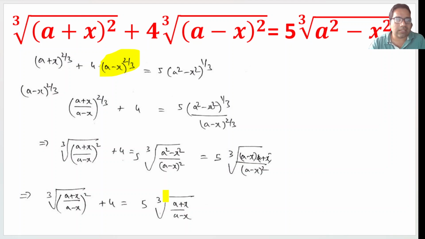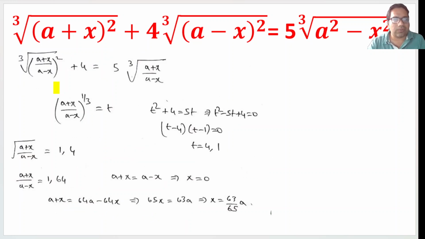So let's do one thing. Let us substitute cube root of a plus x by a minus x as t and solve this equation. Then it becomes t square plus 4 equals 5t. It's just a quadratic equation. Then at least we will get t. That means t square minus 5t plus 4 equals 0. That means (t minus 4) into (t minus 1) equals 0. So that means t is either 4 or 1.